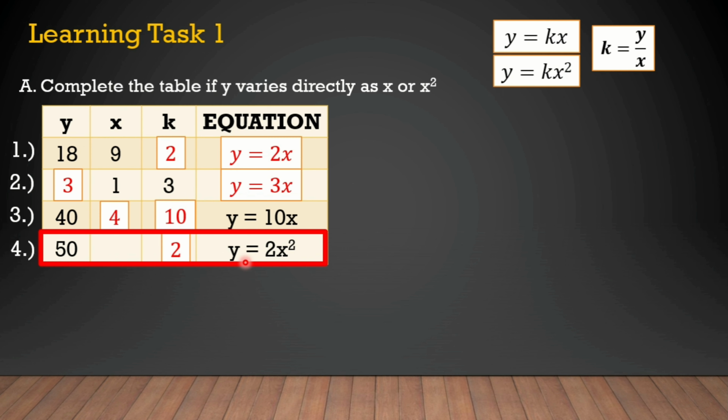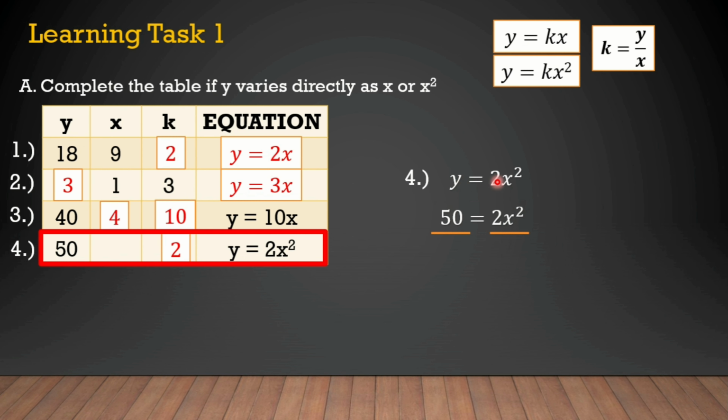Yan, yung constant of variation niya ay 2. Tapos, hanapin natin yung value ng x. So, gamit yung formula na yan, y is equals to kx squared. So, para x na lang matira ulit dito sa right side, divide natin both sides of the equation ng 2. Yan, sinubstitute muna.